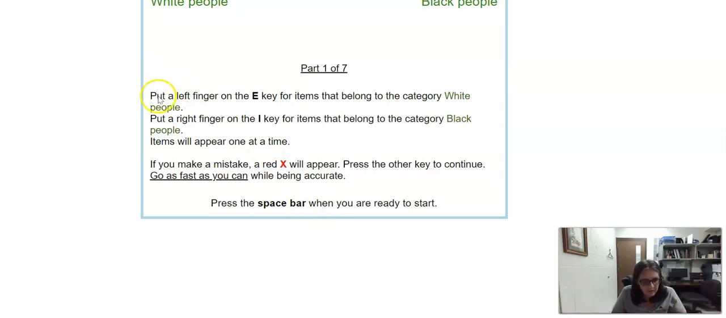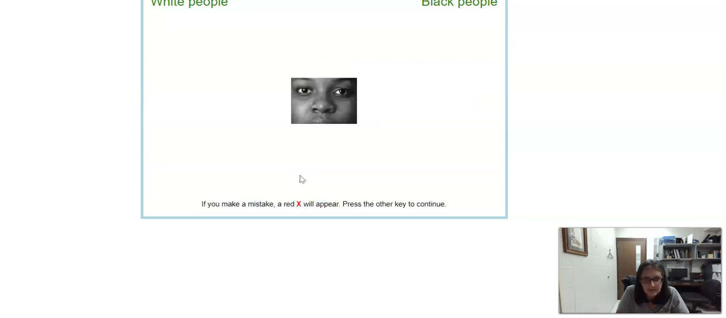Please put left finger on the E key for the items that belong to white people. Put a right finger on the I key for items that belong to black people. The items will appear one at a time. If you make a mistake, a red X will appear. It's okay, press the other key. It doesn't matter. So you just push the space bar when you're ready. So we have E for white people, I for black. And this is just categorizing. I'm just pushing my I and E keys associated with the different people.